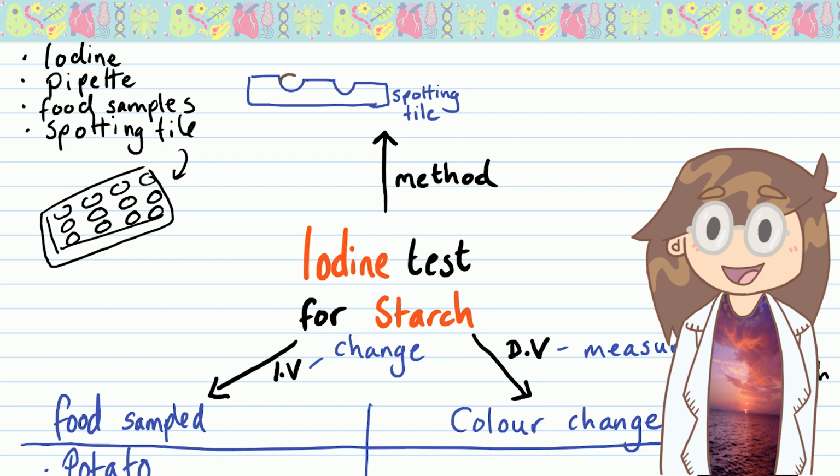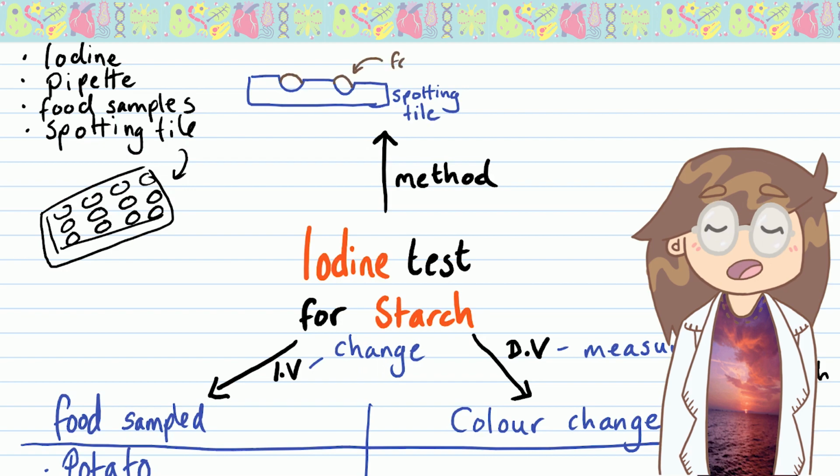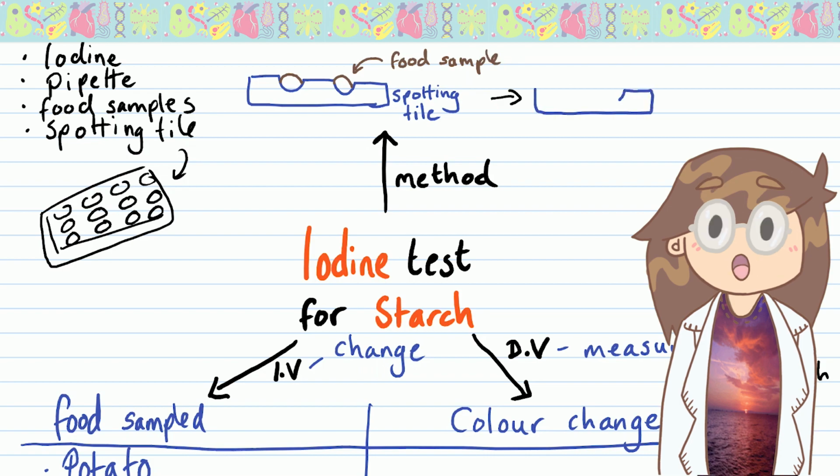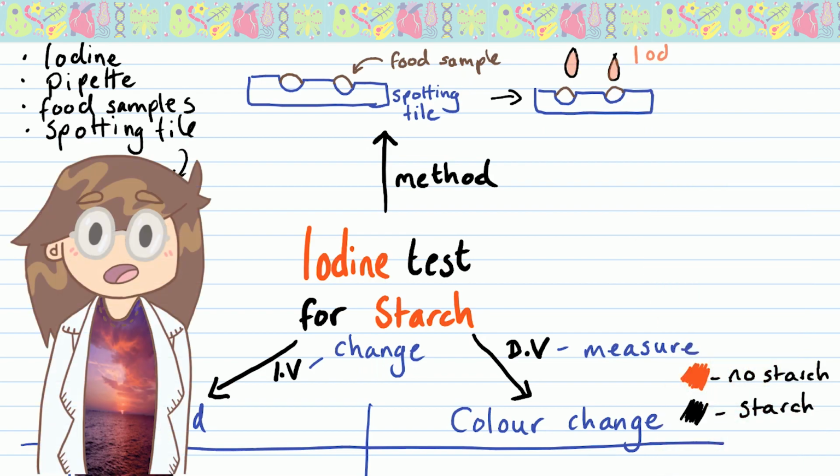So for this experiment, you're going to need iodine, pipettes, food samples, and your spotting tile. If you can't remember what a spotting tile is, it's one of those trays that has all the little grooves, the little dots in them. What you need to do then is set up your spotting tile and put food samples into the trays. Then you're going to add iodine.